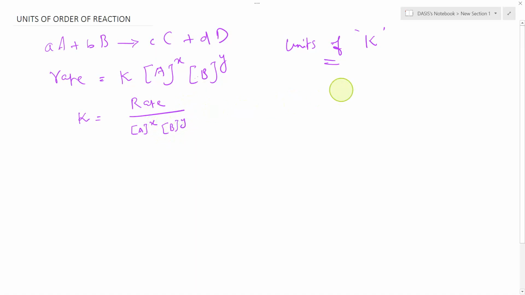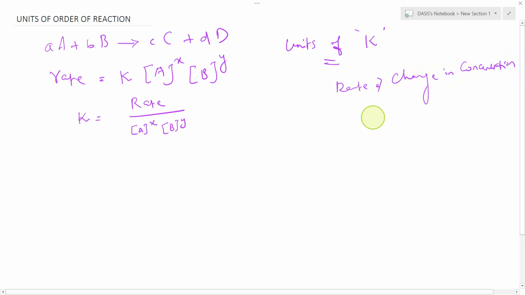Now, what is rate? Rate is nothing but change in concentration with respect to time. Am I right? With respect to time. So this is the rate.